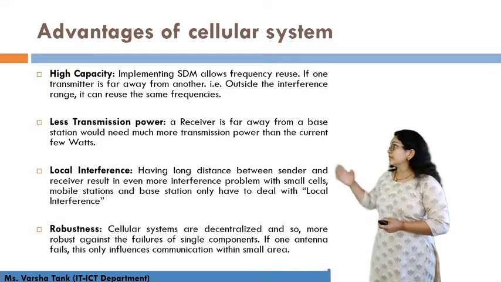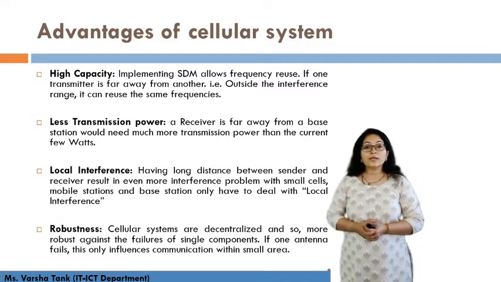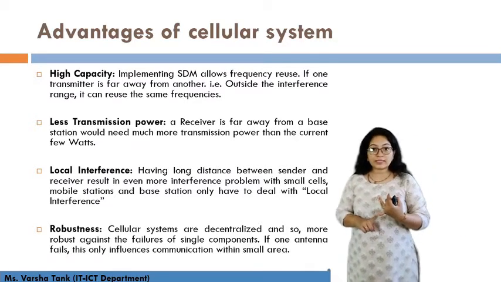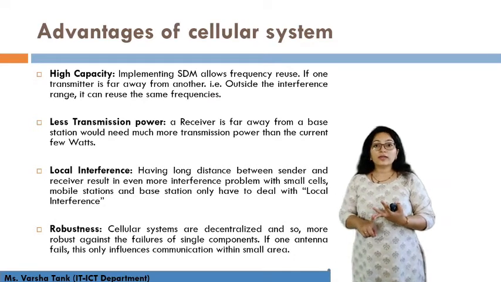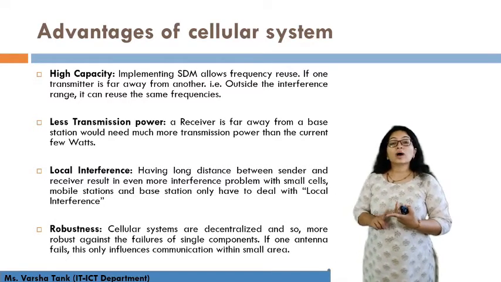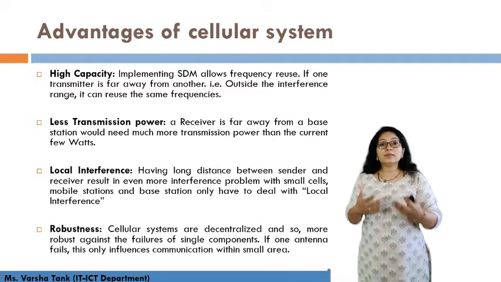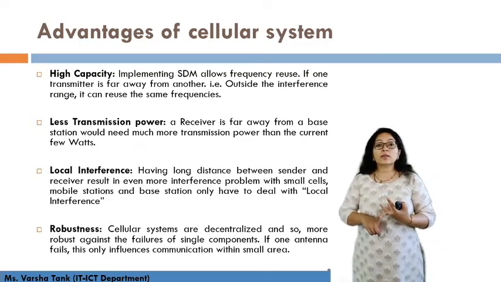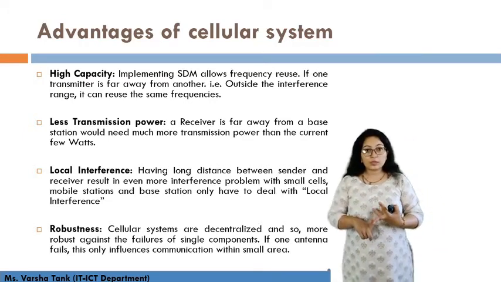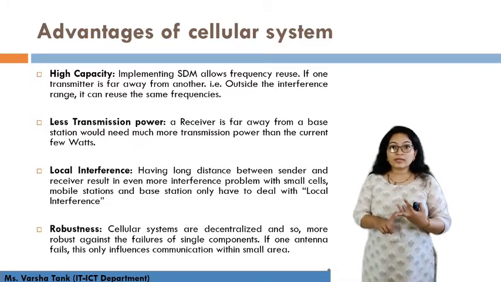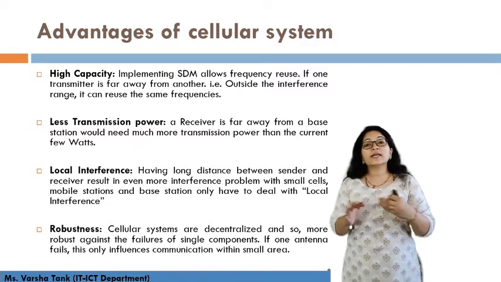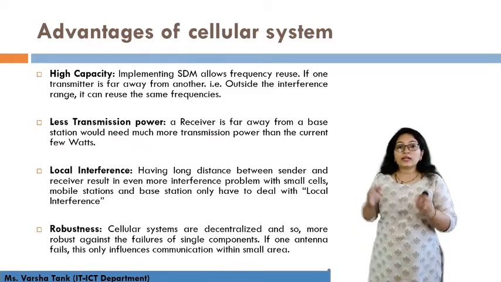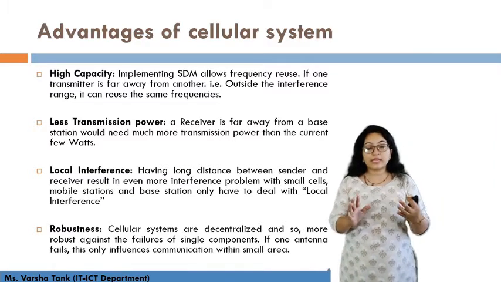Okay, so what is the advantage of the cellular network? Here you can see these are the basic four advantages of the cellular network, which are high capacity, less transmission power, local interference and robustness. Okay, so high capacity. Why high capacity? Because implementing the SDM, space division multiplexing, allows the frequency reuse. If one transmitter is far away from another, for example outside the interference range, it can reuse the same frequency. So we have seen that you can reuse the frequency at the same distance.